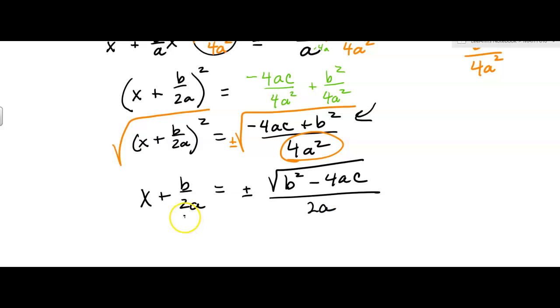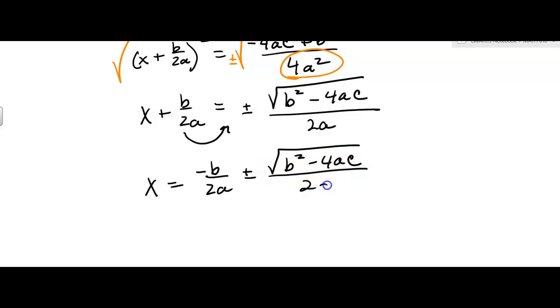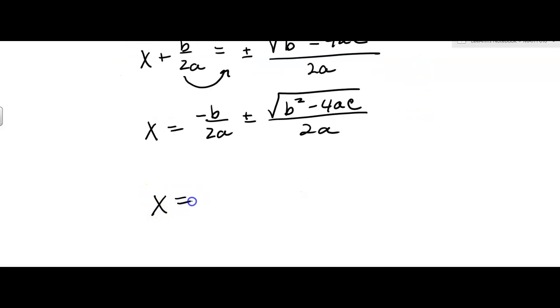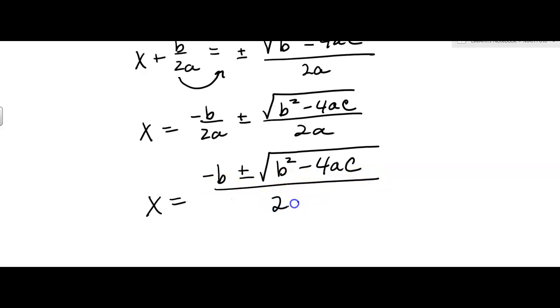Now I just have to do one more thing. I have to bring this term over to the other side. So I get x equals negative b over 2a plus or minus the square root of b squared minus 4ac all over 2a. They have common denominators, so just one last step. And this is how we say it: x equals the opposite of b plus or minus the square root of b squared minus 4ac all over 2a. That is the quadratic formula.